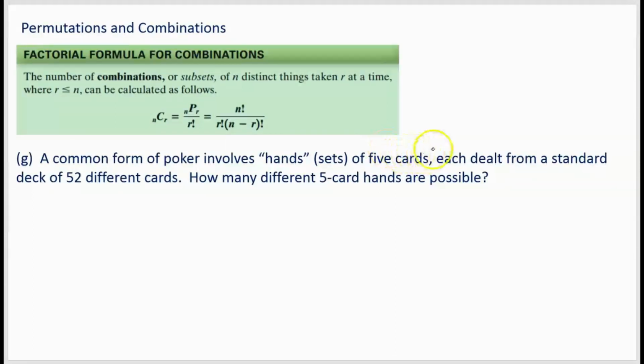In a common hand of poker, you select 5 cards, each dealt from a standard deck of 52 cards. How many different 5-card hands are possible? You don't need to know what a deck of cards looks like. You just know there's 52 cards and somebody's going to hand you 5 of them. But the question is, how many different ways can somebody hand you these 5 cards?